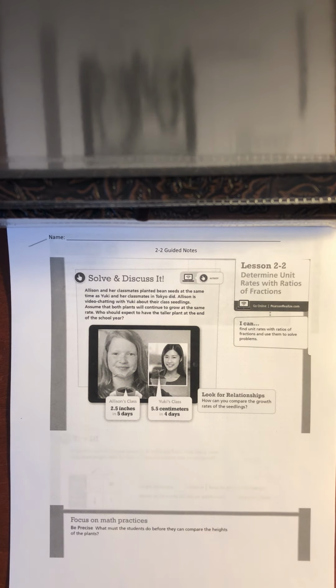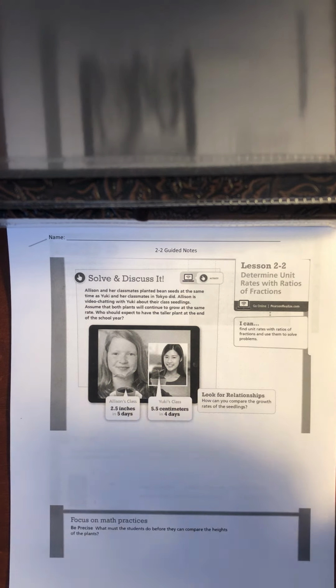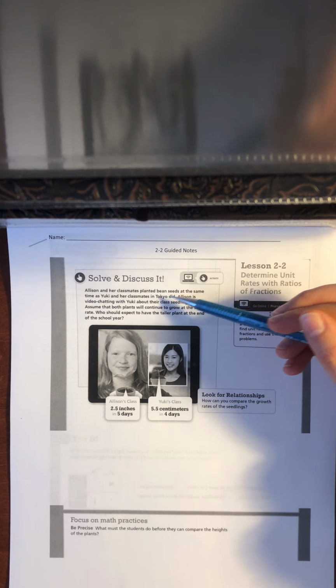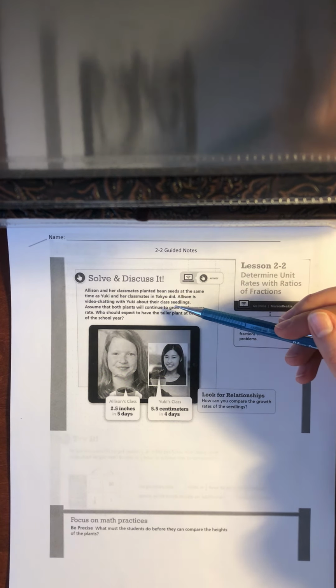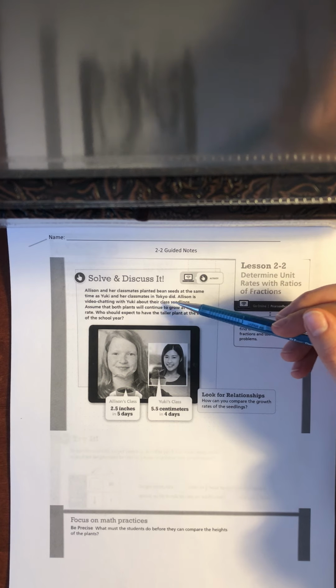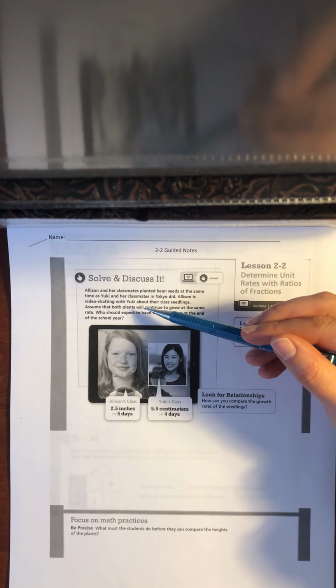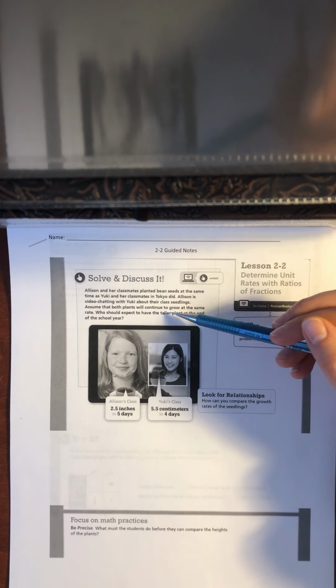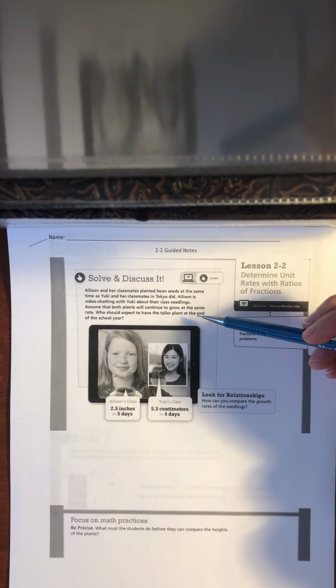Okay, 2-2, we are determining unit rates with ratios of fractions. So we're still doing unit rates, but we're gonna be dealing with some fractions today and decimals. Allison and her classmates planted bean seeds at the same time as Yuki and her classmates in Tokyo did. Allison is video chatting with Yuki about their class seedlings. Assume that both plants will continue to grow at the same rate. Who should expect to have the taller plant at the end of the school year?